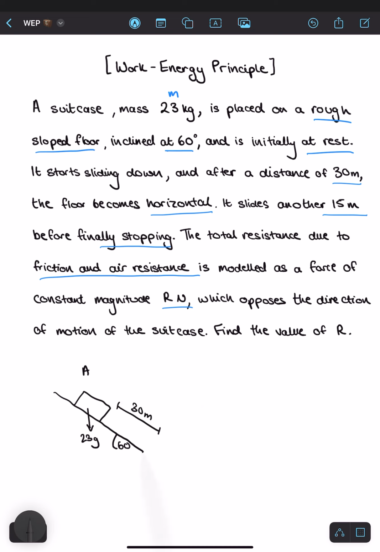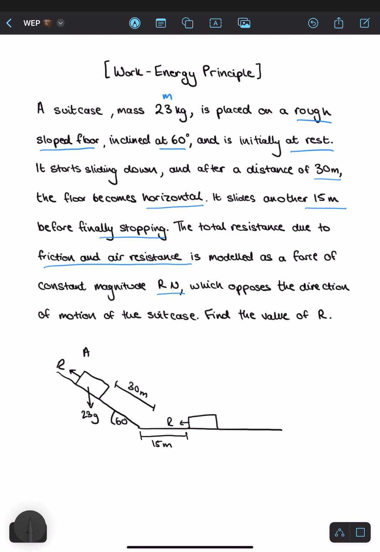Then the floor becomes horizontal. So here is my horizontal floor. And it slides another 15 meters before finally stopping. So there is 15 meters. And this is my suitcase in its final position. The total resistance due to friction and air resistance is R newtons. So R newtons will be in this direction on the slope, because it's opposing the direction, and now it's going to be in this direction parallel to the floor down there. Okay, we've got all the information. Now let's go about solving this.